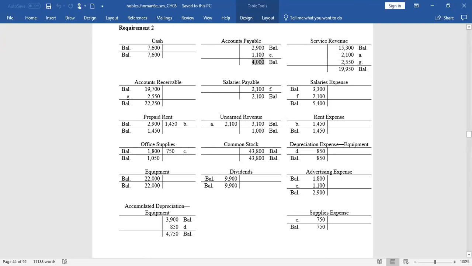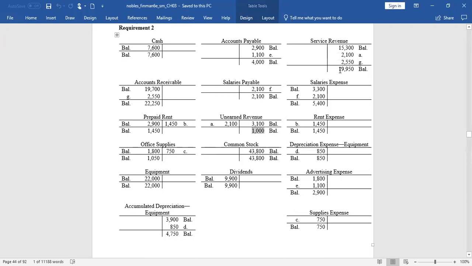Accounts payable increases to $4,000. Salaries payable didn't have anything in it before our adjusting journal entries. It now has a balance of $2,100. Unearned revenue decreased, now has a balance of $1,000. Common stock and dividends, they don't change. They usually don't during adjusting journal entries.